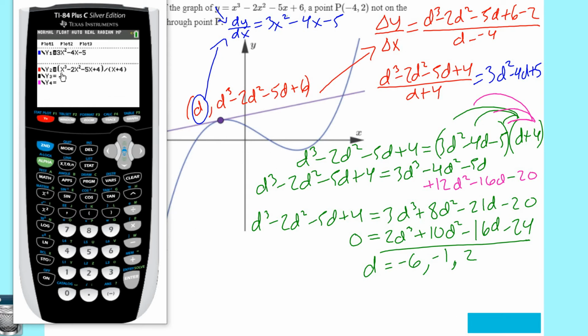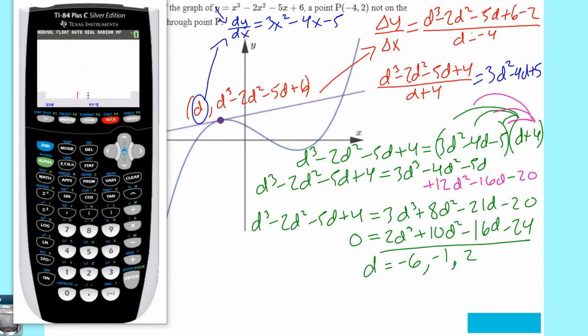If I go to y equals, notice I put in my derivative equation and I put in my slope equation. I just changed it from d's to x's. So this is my first line in blue, and this is my second one that's going to be in red. So then when I hit graph, all right, here I can find the intersection of those 2 points, okay, and that's going to tell me what D represents, okay. So finding that intersection, you can do that by doing trace.